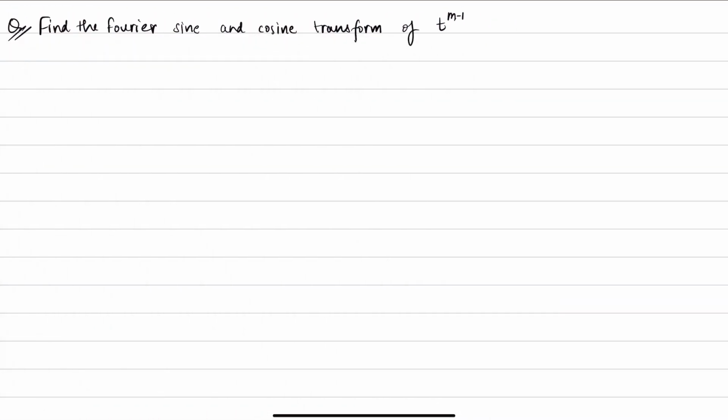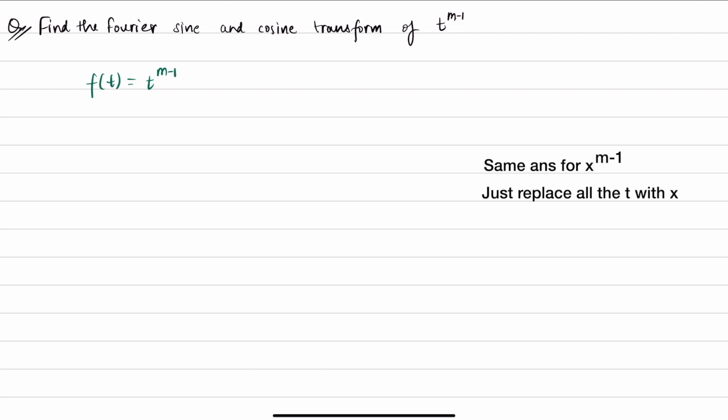The question is to find the Fourier sine and cosine transform of t^(m-1). Our function f(t) is given as t^(m-1). Now the formula for the Fourier sine transform is the integral from 0 to infinity of f(t) sin(ωt) dt. First we will find the sine transform of the function.